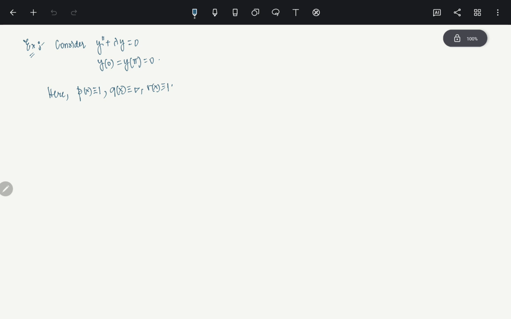0 and pi, what sort of interval is it? It is a closed and bounded interval, right? So what sort of problem is it? Can you think of it? What is it called, this sort of problem?